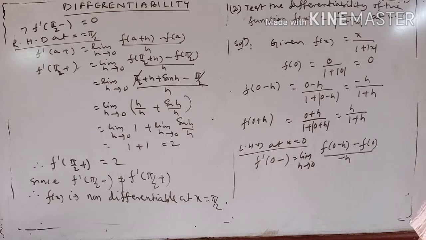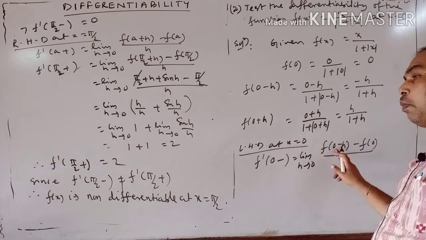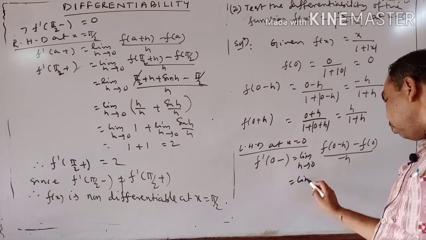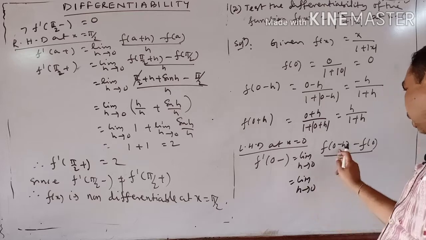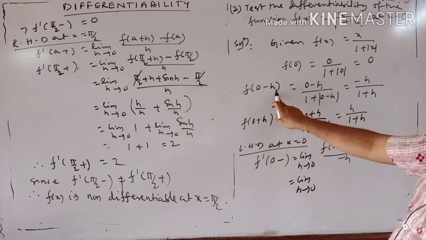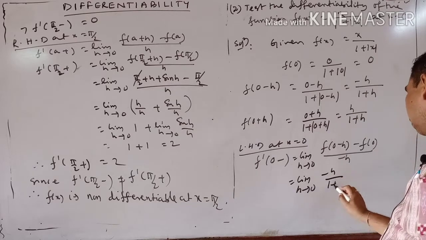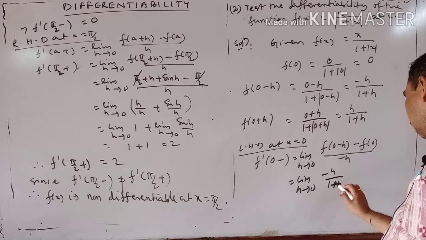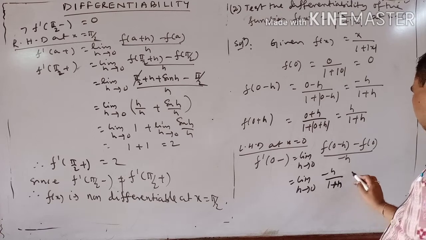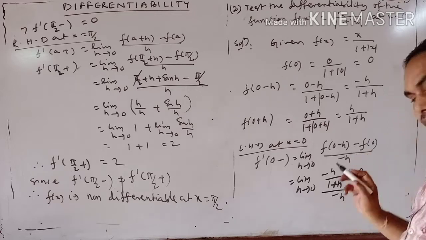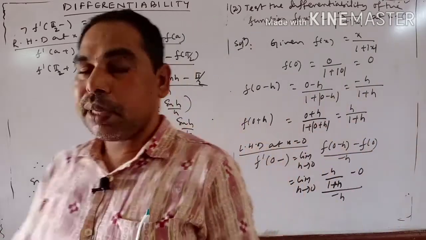Use the formula limit h tends to 0 of f of a minus h, a means here 0. So it is equal to limit h tends to 0 of f of 0 minus h. Already we have calculated that: minus h divided by 1 plus h, minus 0, since f of 0 is 0, divided by minus h.